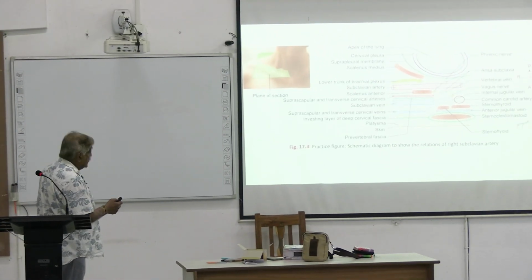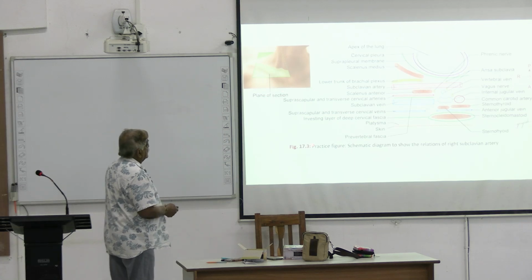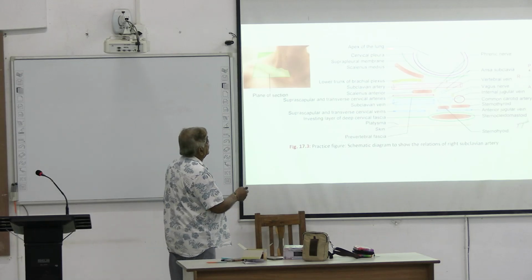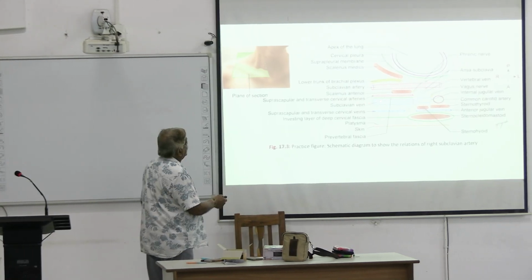Now see this plane of section, the schematic diagram to show relations of the right subclavian artery. This is the apex of the lung, like this diagram, cervical pleura. You have to practice: suprapleural membrane, scalenus medius muscle, lower trunk of brachial plexus and subclavian artery, scalenus anterior muscle, suprascapular and transverse cervical arteries, subclavian vein.